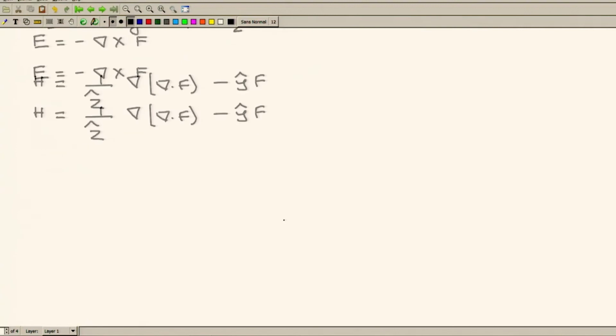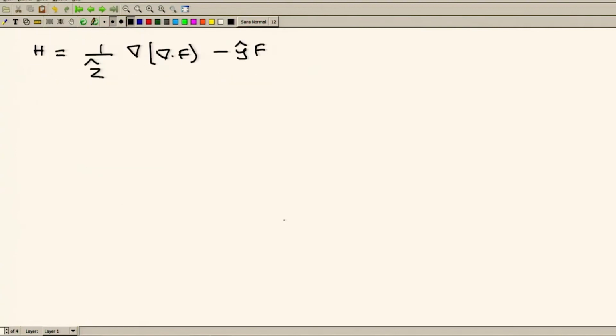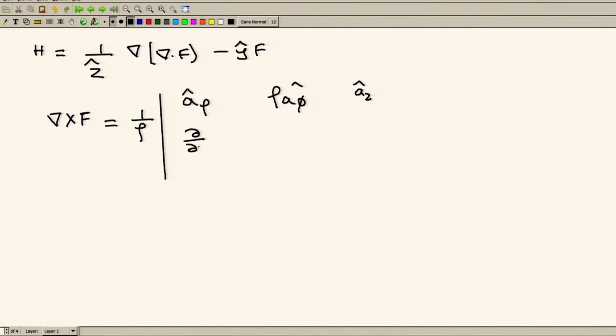So, we will start from finding out curl of F. So, we can write curl of F as 1 upon rho determinant with rows A rho, rho A phi, A z; del rho, del phi, del z; and 0, 0 and psi.